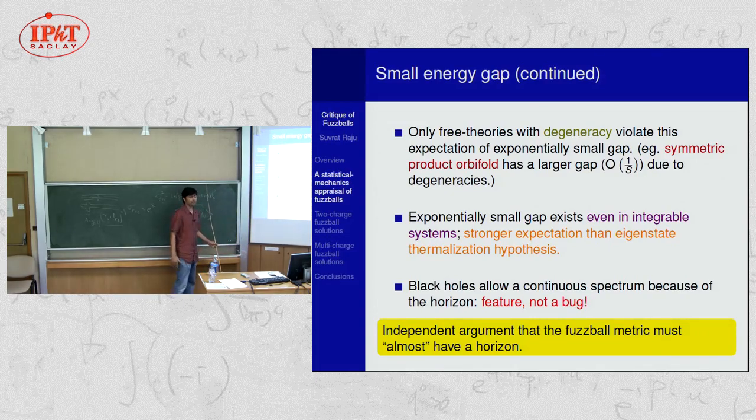Okay. And this is a much stronger expectation than eigenstate thermalization. So I said previously, I'm not assuming eigenstate thermalization, but the fact that the gap between neighboring energy eigenstates is e to the minus s is really something that holds almost in all non-free statistical systems.